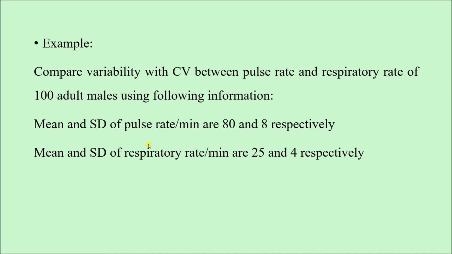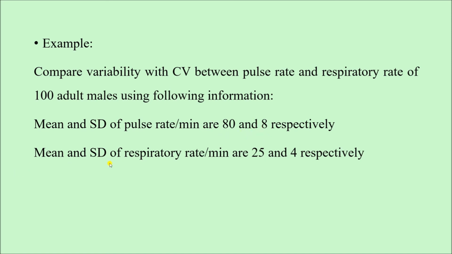Now what is the information that is provided in the question? The mean and standard deviation of pulse rate per minute is 80 and 8 respectively. So mean pulse rate is 80 per minute and standard deviation is 8 per minute. Now they have not given us the pulse rate and respiratory rate separately for 100 adults. So we do not have to calculate the values. We can calculate if it is given because you already know how to calculate them. It is already given, right? So we have the mean value as well as the standard deviation.